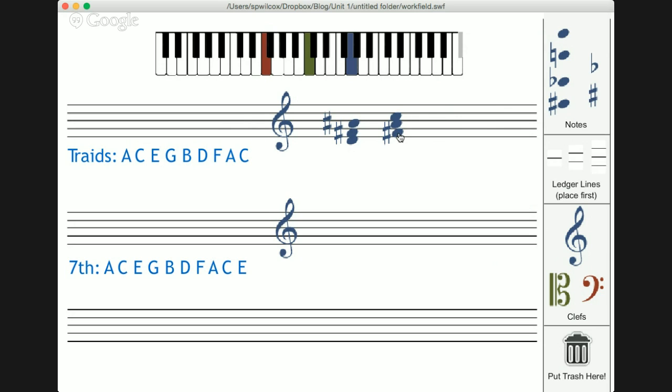Perfect. Let's do this now. F sharp and A. We already know that's a minor third. We want to make it a major third.